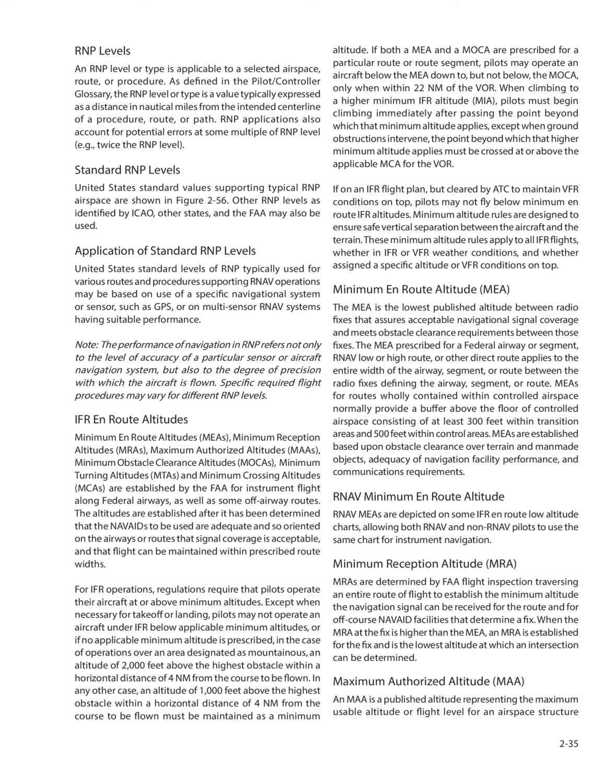If both a MAA and a MOCA are prescribed for a particular route or route segment, pilots may operate an aircraft below the MEA down to, but not below, the MOCA, only when within 22 nautical miles of the VOR. When climbing to a higher minimum IFR altitude, MIA, pilots must begin climbing immediately after passing the point beyond which that minimum altitude applies, except when ground obstructions intervene. The point beyond which that higher minimum altitude applies must be crossed at or above the applicable MCA for the VOR. If on an IFR flight plan, but cleared by ATC to maintain VFR conditions on top, pilots may not fly below minimum en route IFR altitudes.